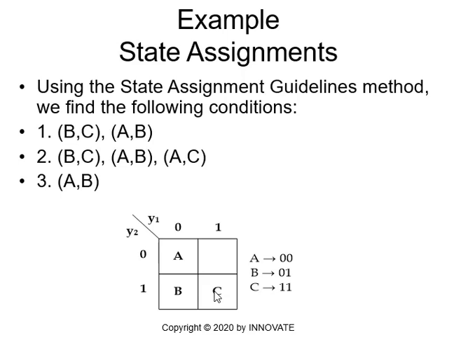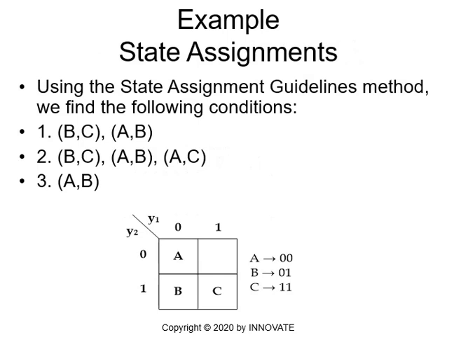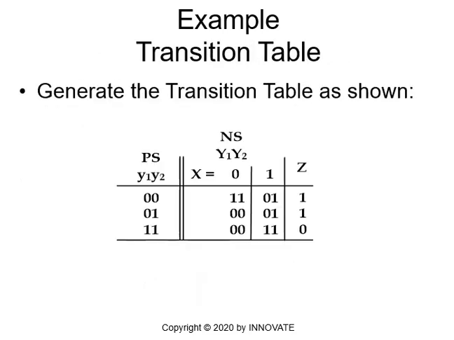So with this, I have the state assignment A is 0, 0, the state assignment B is 0, 1, and the state assignment for C is 1, 1. I will go and form the transition table. It's very easy. The transition table comes from the state table. I will replace A with the value of the state assignment. So A will be 0, 0, B will be 0, 1, and C will be 1, 1.